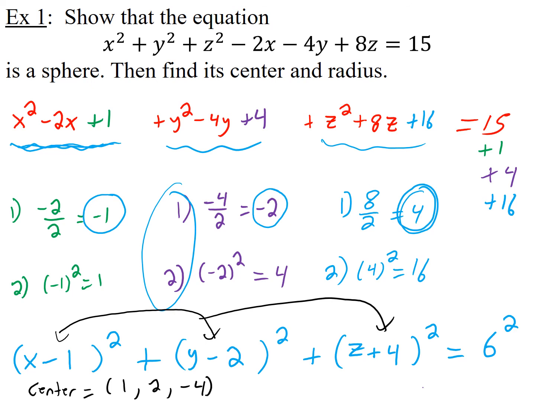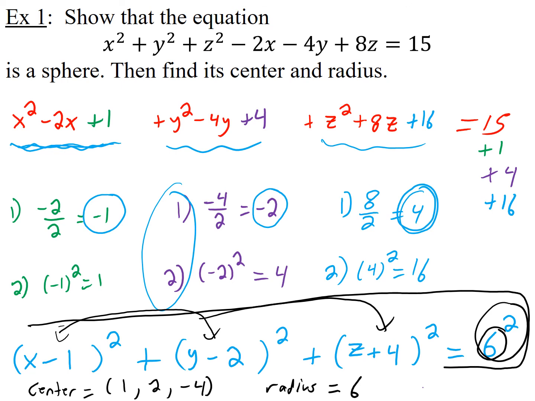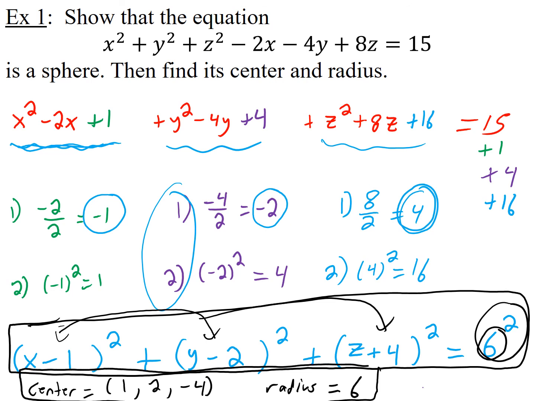And then the radius of the sphere, well, again, if you write it in this form, then it's the number under the square. This is the radius right here. So you get 6. Okay, so by writing it in standard form like this, we've shown that this is the equation of a sphere now. And then we can also see what the radius and center are real easily. Okay, so that's how that one goes. Let's do one more.